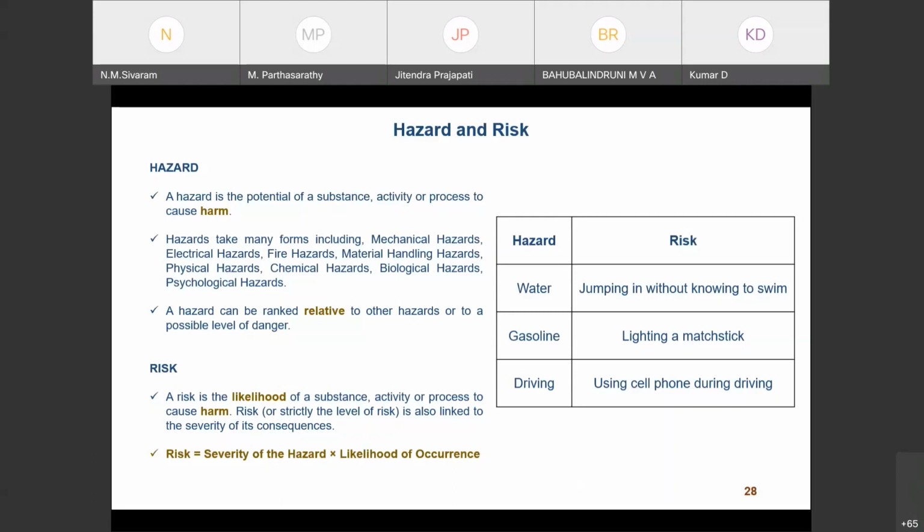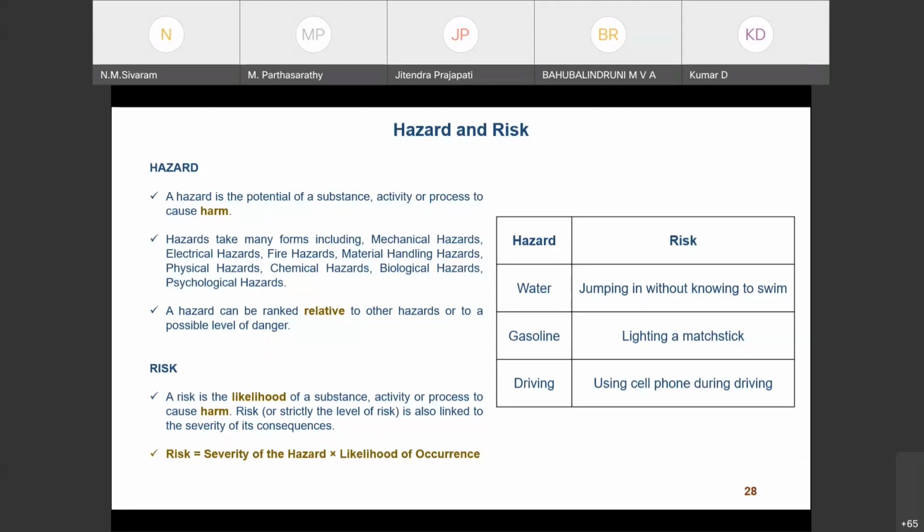So if a substance causes any damage, then you can say that the substance is a hazard. And hazards take many forms. As listed, it can be a mechanical hazard, an electrical hazard, a fire hazard, a material handling hazard, a physical hazard, a chemical hazard, a biological hazard, or a psychological hazard.